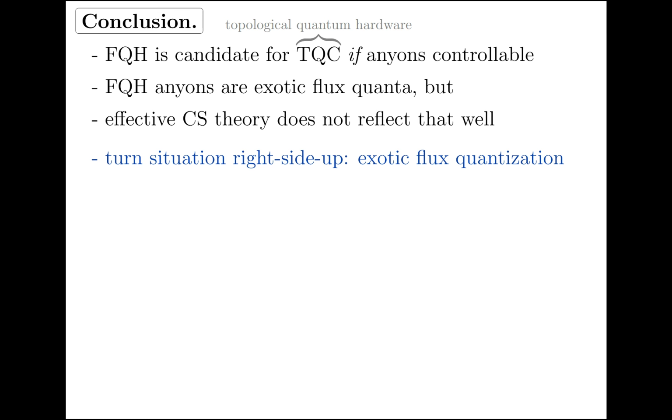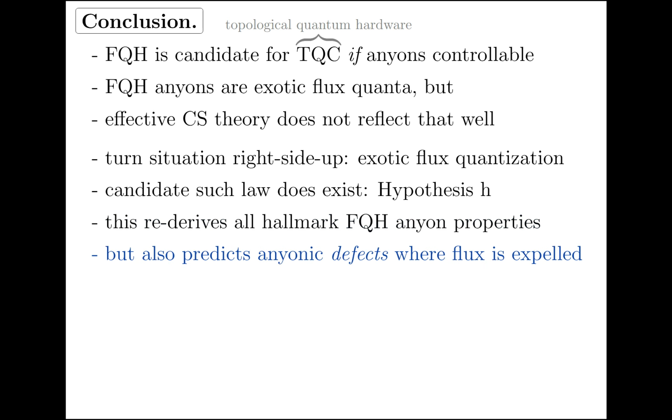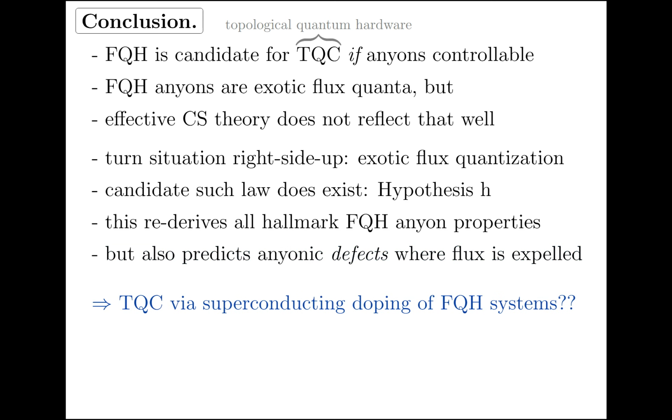So let's turn the situation right side up. Exotic flux quantization should be applied. A candidate such law does exist, Hypothesis H. It turns out this actually rederives all the hallmark properties of FQH anyons. But it also predicts anyonic defects where flux is expelled. So topological quantum computing via superconducting doping of FQH systems seems to be a possibility that is predicted by this novel theory of the fractional quantum Hall system.